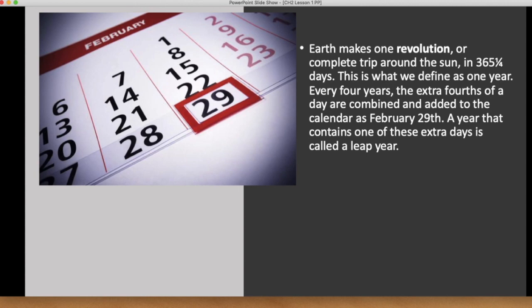Usually February has 28 days. We add that on as February 29th, so that we make up for those quarters of a day. So a year really isn't just 365 days. We also have a quarter of a day in there, and they just add up every 4 years. So let's take a note on that.